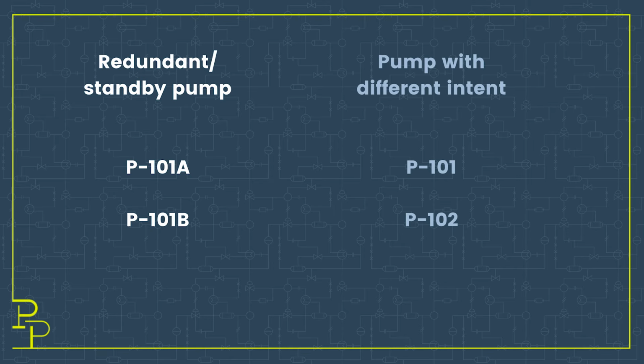If I have a pump, for example, called P101, if I have an A and a B pump, it implies that they're both there to achieve the same thing. It's just that the B pump might be the standby pump in case I'm maintaining the A pump. But P101 and P102 implies they have different process functions.